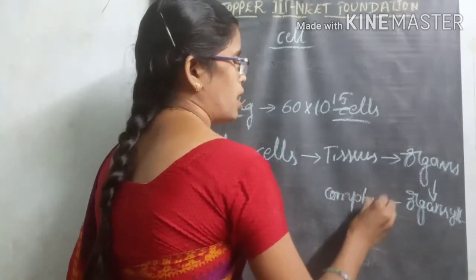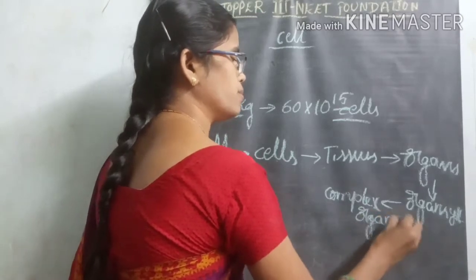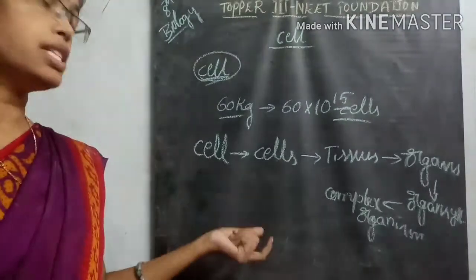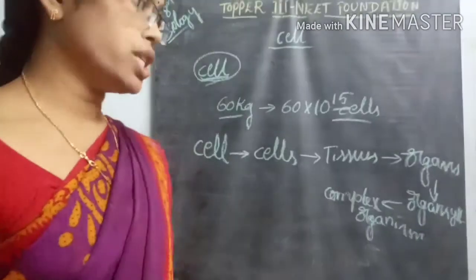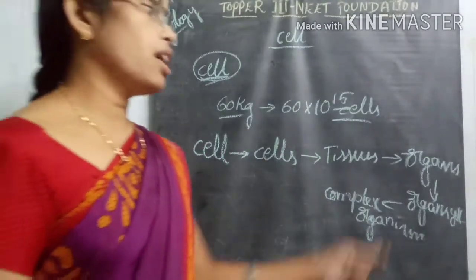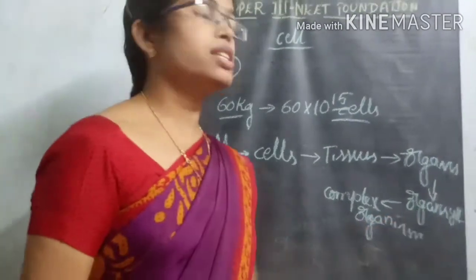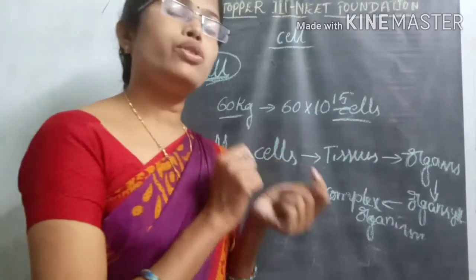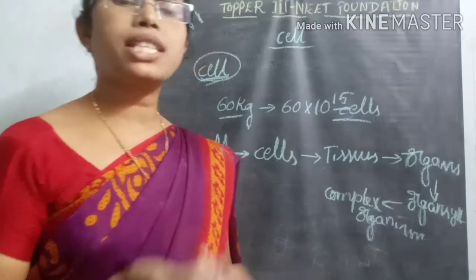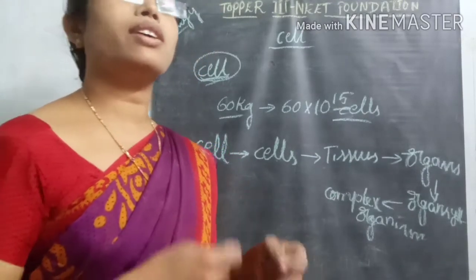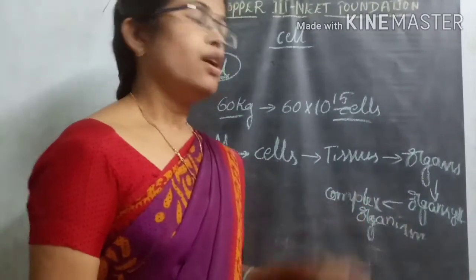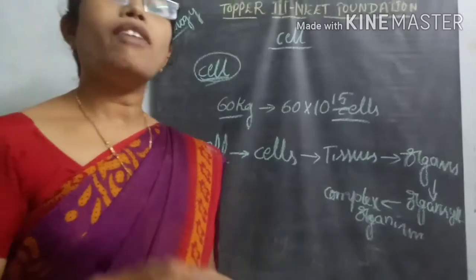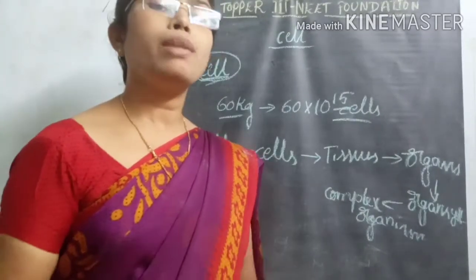In a complex organism, there are so many cells, and cells combine together to form tissues. Tissues combine together to form organs. Organs combine together to form organ systems. Organ systems include digestive system, respiratory system, integumentary system, reproductive system, neural system, and excretory system. All of these organ systems combine together and form one complex organism. Like that, from simple organization to complex organization, the evolution of complexity of organization takes place.